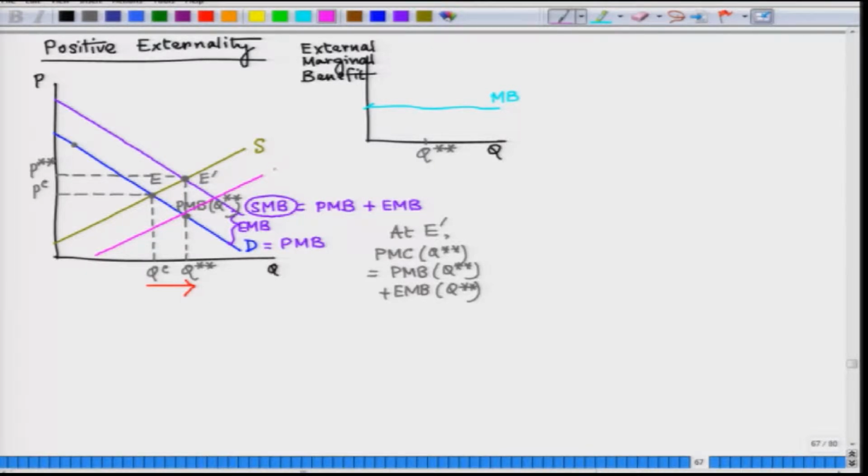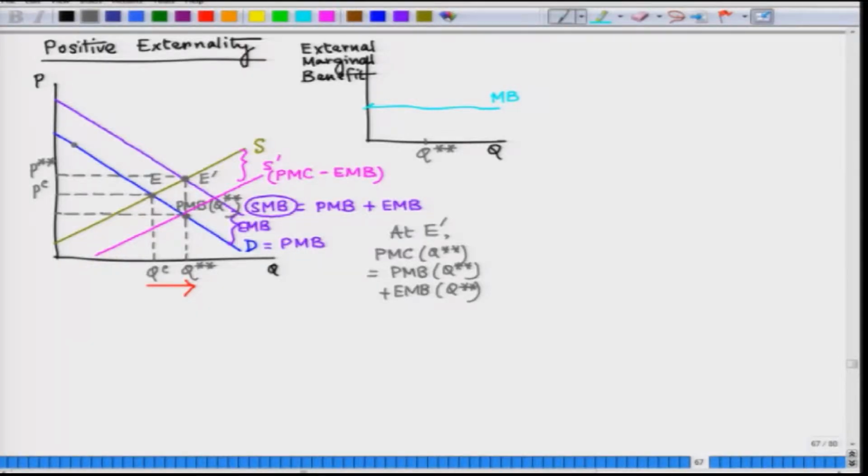So, here I have drawn a new supply function, say S prime. Okay. This S prime curve is basically my private marginal cost minus the external marginal benefit. So, this gap again gives EMB or the external marginal benefit. Now, note that if this happens, then also the Pareto optimal solution will be Q double star output level only. So, now we are going to look at the welfare analysis associated with the positive externality case.